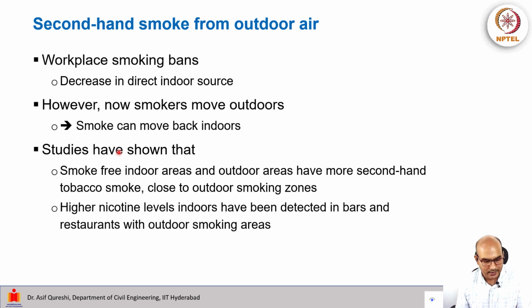In fact, studies have shown that smoke-free indoor areas and outdoor areas have more second-hand tobacco smoke when they are close to the outdoor smoking zones. This is because maybe there is a window which is close to the smoking area, and the smoke comes in, and this indoor area has more secondhand tobacco smoke. Also, higher nicotine levels indoors have been detected in bars and restaurants which have outdoor smoking areas and not indoor smoking areas. So now the outdoor smoke is coming indoors.